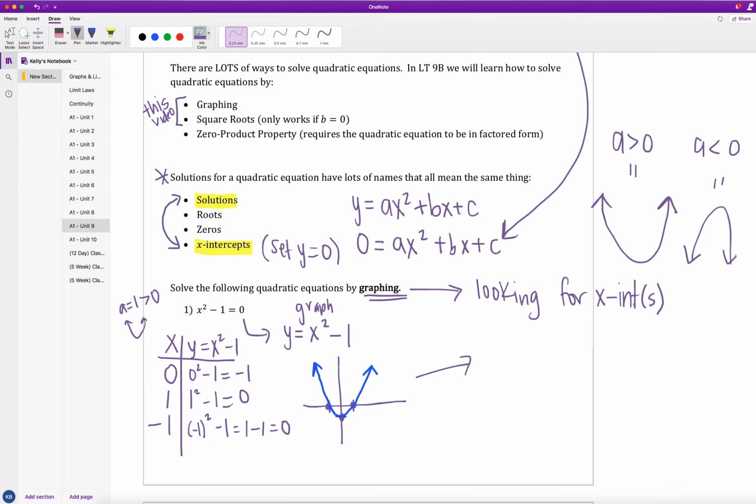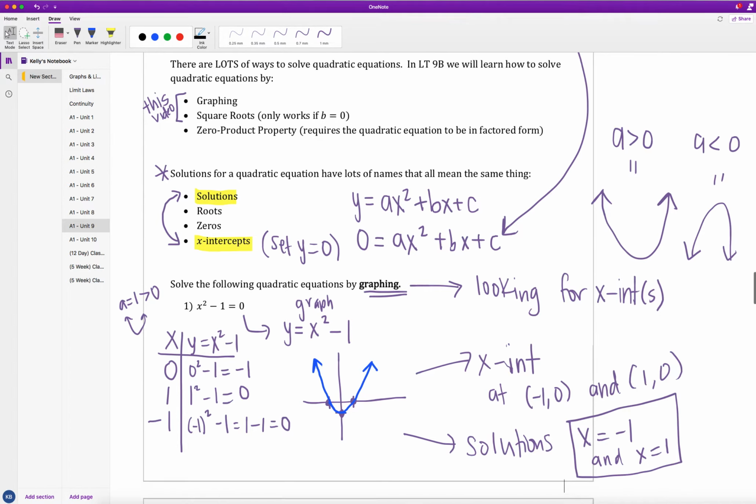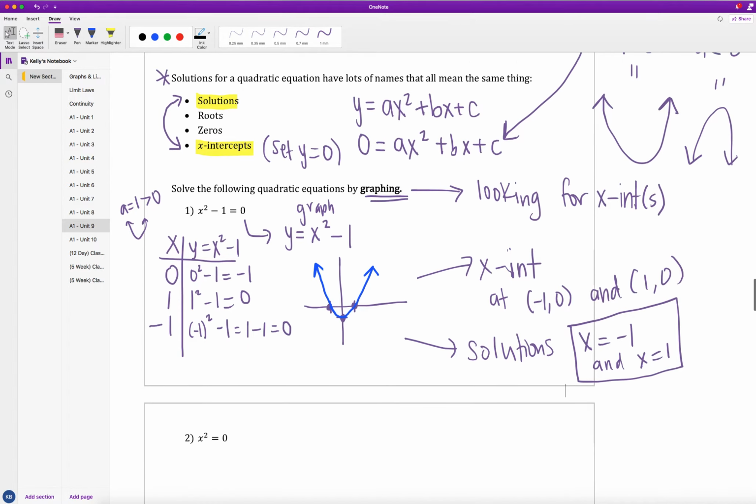What this tells me then is since I have x-intercepts at -1, 0, and 1, 0, then that tells me that my solutions are going to be x equals -1 and x equals +1. And those will be our 2 answers. We could write our answers as coordinate pairs, or we could just list the x values. Let's look at another example.